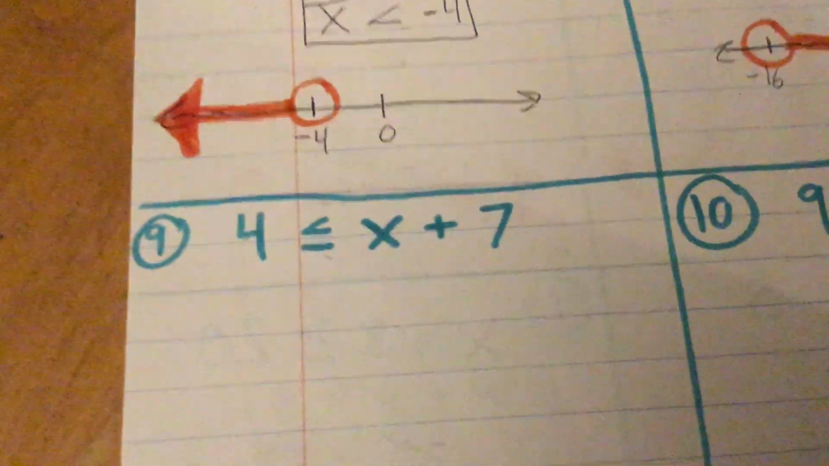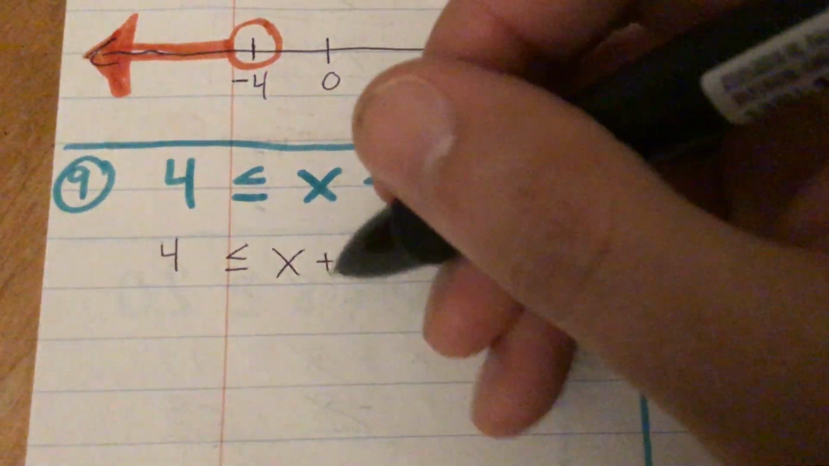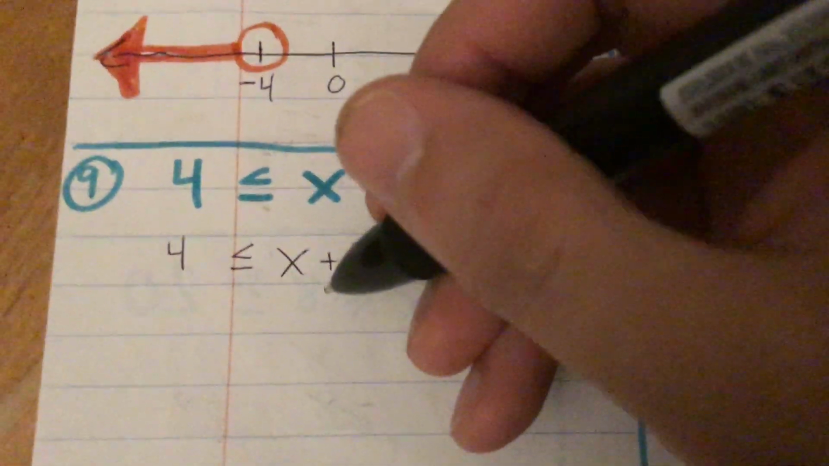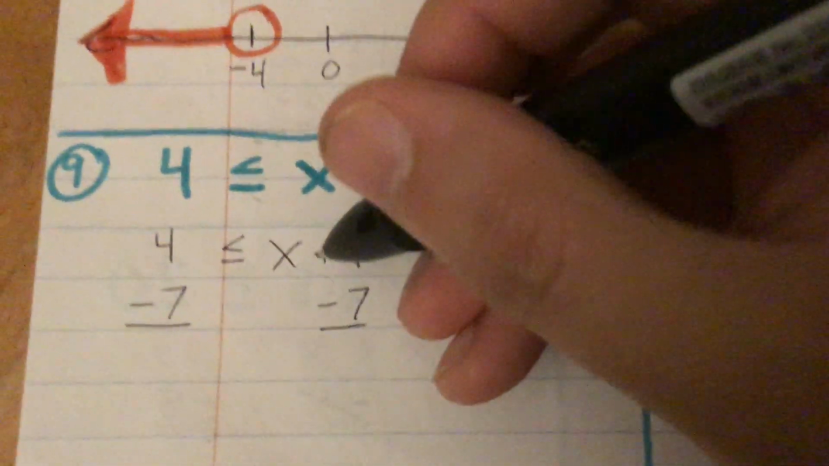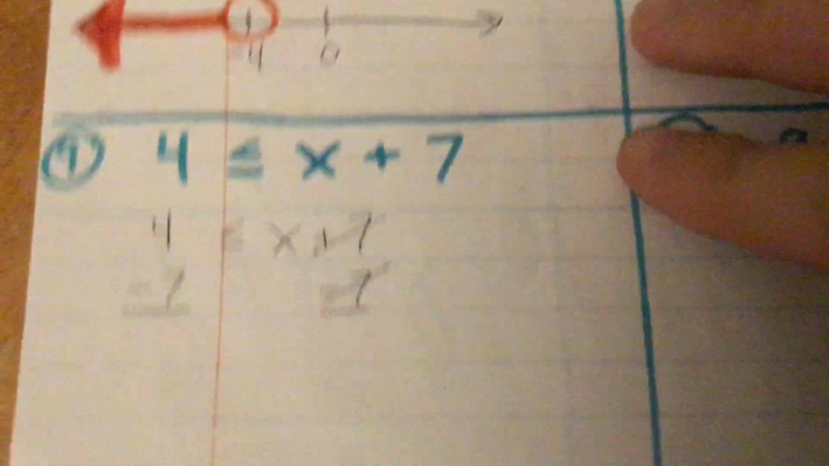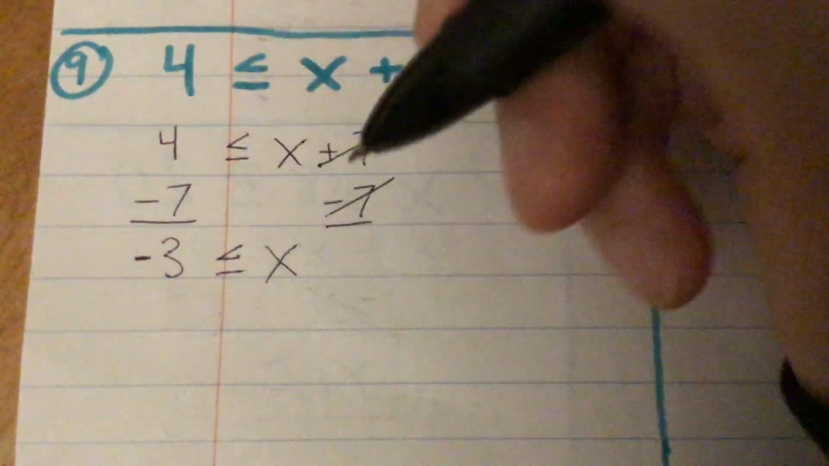So if I take a look at this, I've got 4 is less than or equal to x plus 7. So what I can do is treat this like an equation. I'm going to get x isolated by subtracting 7 from both sides. Positive 7 and minus 7 cancel each other out, and 4 minus 7 is -3. Now, I keep the inequality symbol the same and say -3 is less than or equal to x.